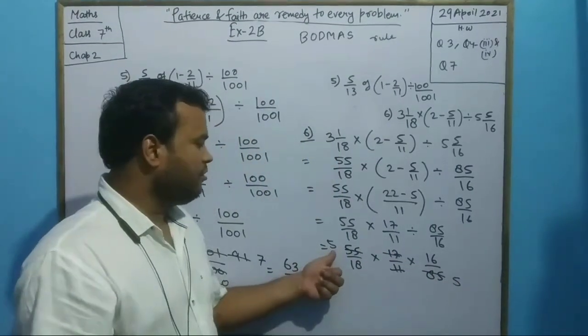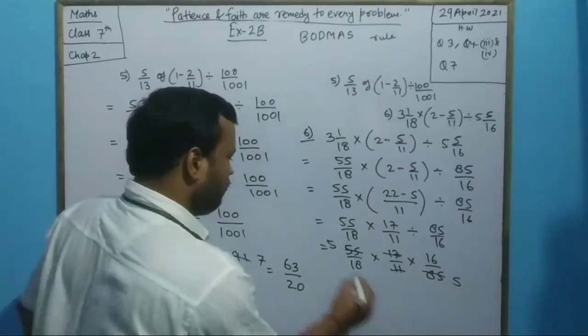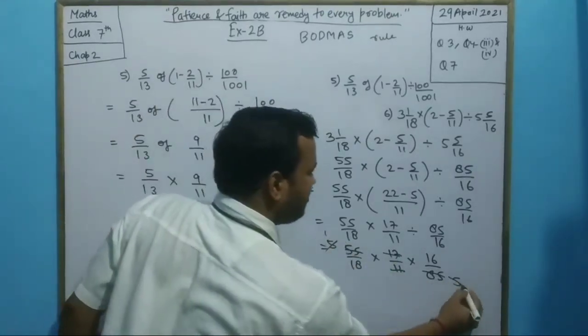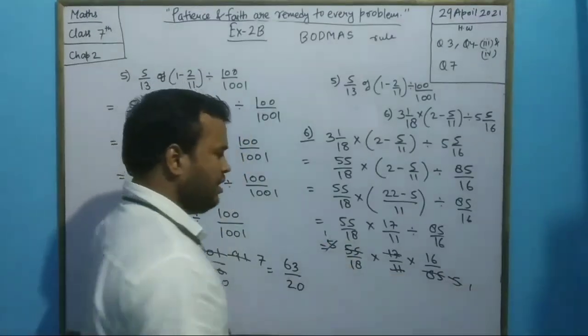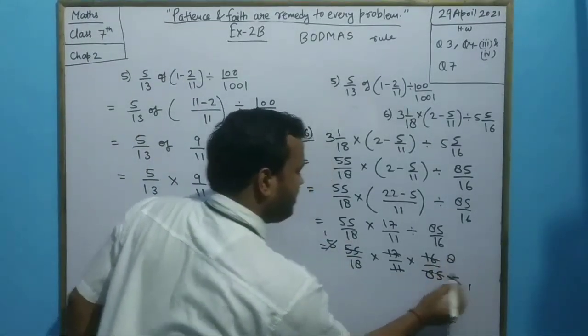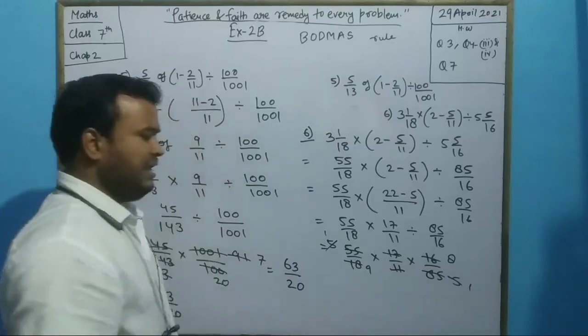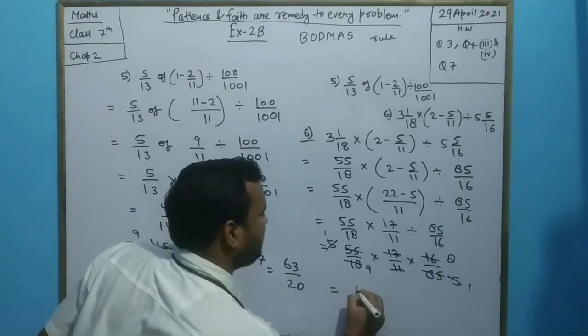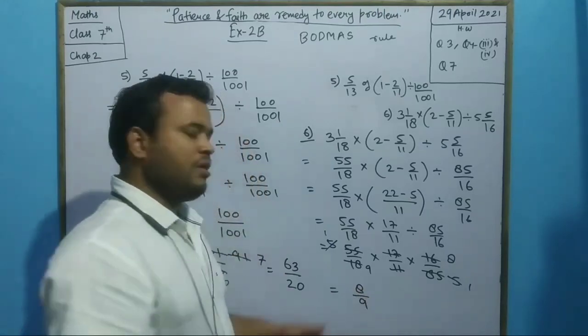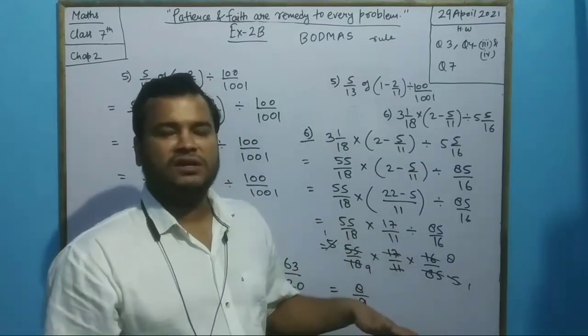Here it is also 5, it is also 5. So 5 1 is 5, 5 1 is 5. Cancel out. Again 16 and 18. We can cut 2 8 is 16, 2 9 is 18. Is there something left? Nothing is there which is common. So the final answer is 8 upon 9. It is a proper fraction. We cannot convert it into the mixed one.